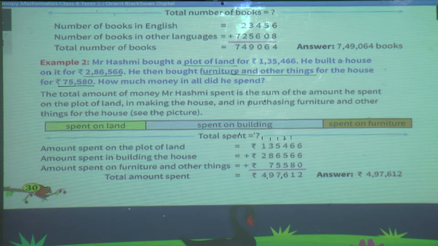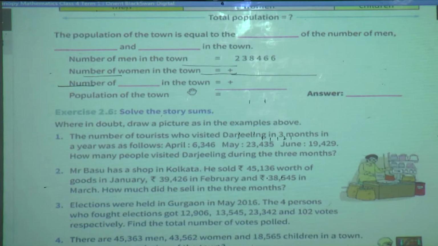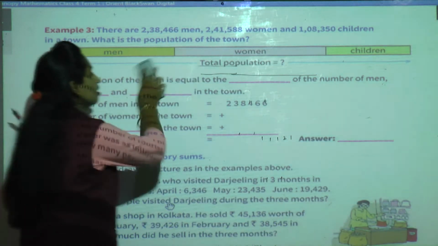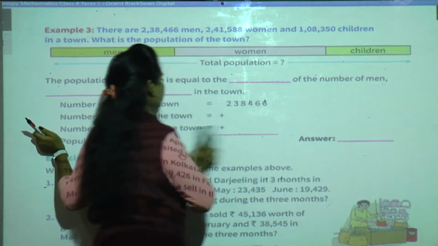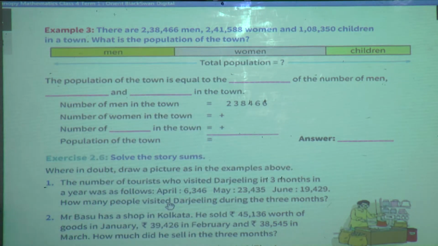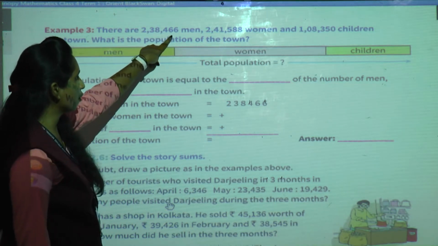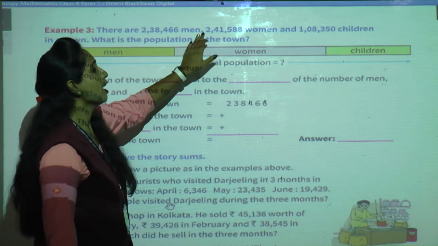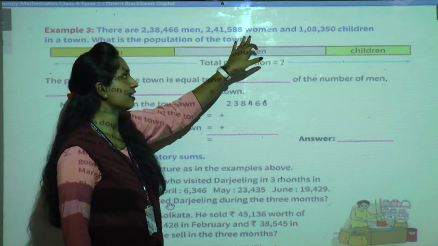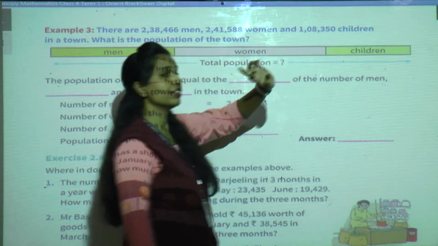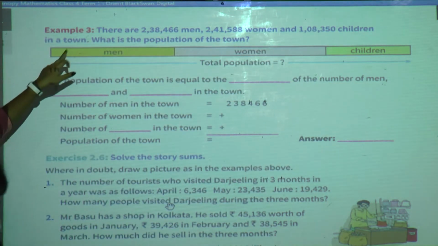Understood? Now I will explain the third example. See, here they have given fill in the blanks. We have to fill in the correct numbers. What is the question? There are 2,38,466 men, 2,41,588 women and 1,08,350 children in a town.